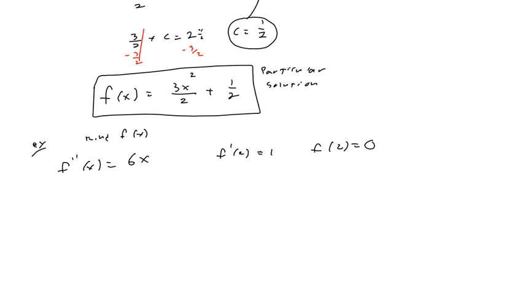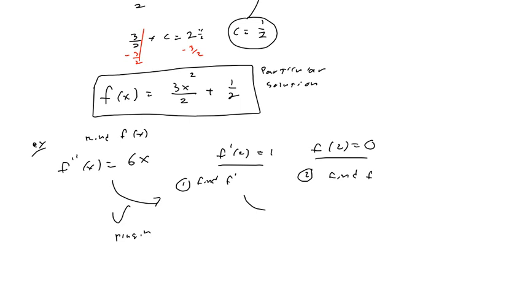Well, now I have a second derivative, so I have to do what I just showed you up here. We have to do this twice. I do it once to find f prime, and here's my initial condition for f prime, right? So 1, find f prime. 2, use that f prime to find my f. So I have to do the process twice. I integrate here, and I plug in. And then I do it again. I integrate, and I plug in.